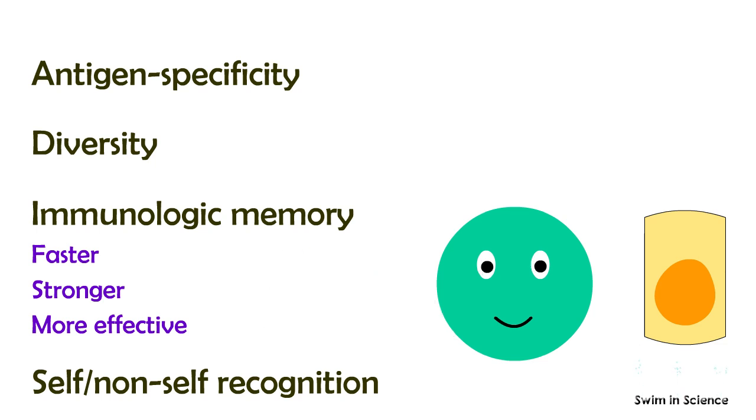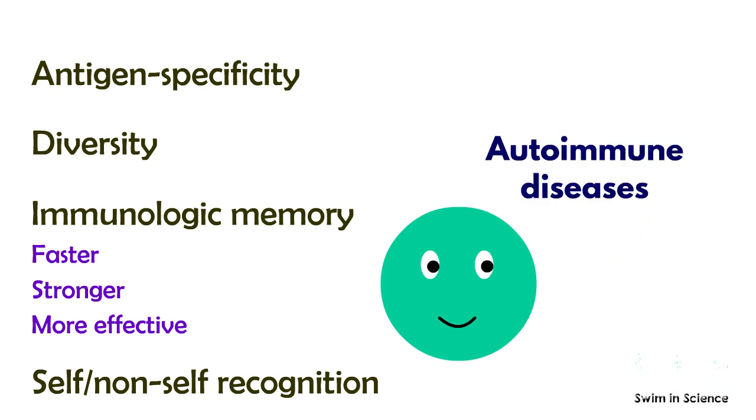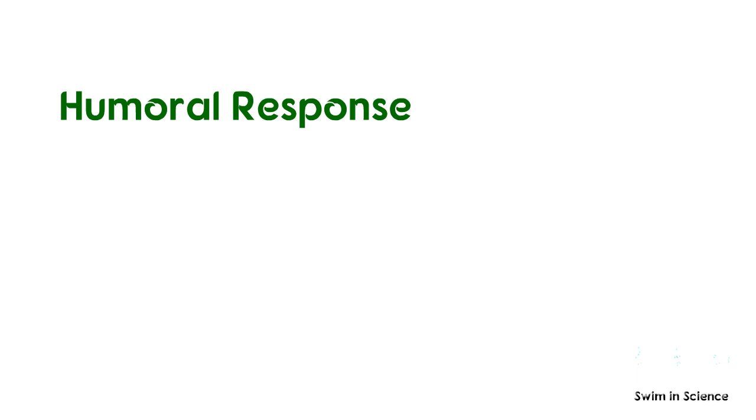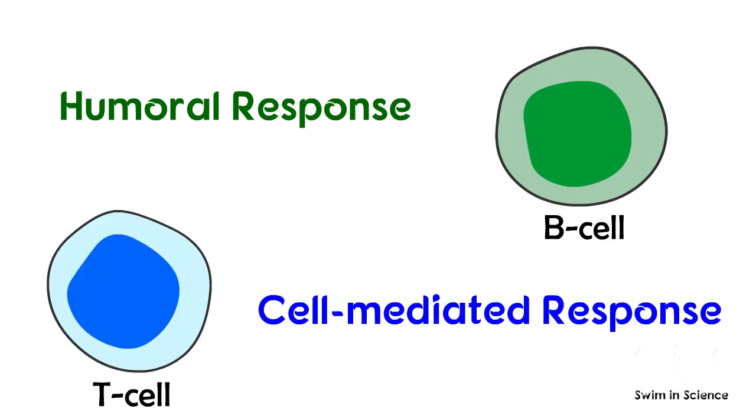However, occasionally the system fails to make this distinction and reacts destructively against the host's own molecules, leading to autoimmune diseases. In adaptive immunity, the clearance of a pathogen occurs either by the humoral response, which is B-cell mediated, or cell-mediated response, which is T-cell mediated.